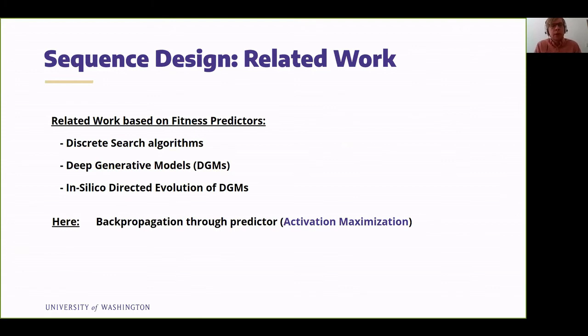Here we're going to take a slightly different approach to these other categories of molecular sequence design. In a sense, what we're going to do is quite similar to the discrete search algorithms, in that we're going to try to directly optimize the fitness predictor. However, we're going to assume that the fitness predictor is differentiable, such that we can perform backpropagation through the predictor in order to optimize the input pattern to that predictor. And that input pattern happens to be the sequence that we're trying to design. This technique is referred to as activation maximization.